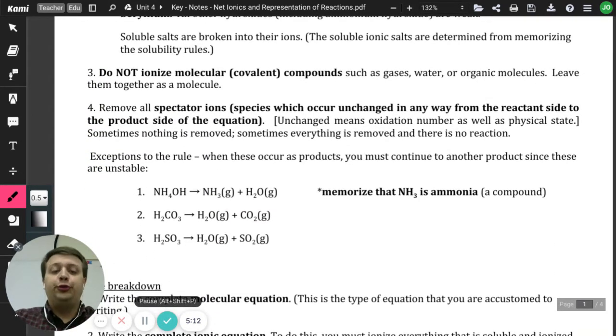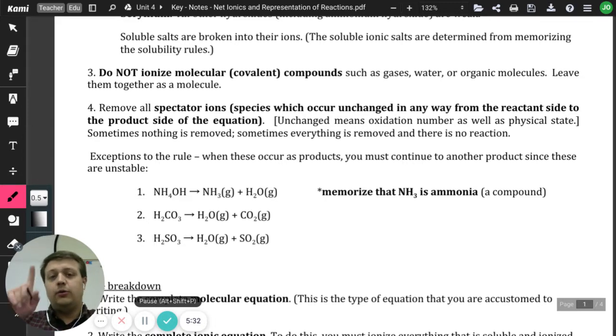Now, you do not ionize covalent compounds. So if you've got something that is a covalent compound, for instance, CO2, you would not ionize it. Why? Because there aren't ions in it. Once you've got that, you're going to remove your spectator ions.